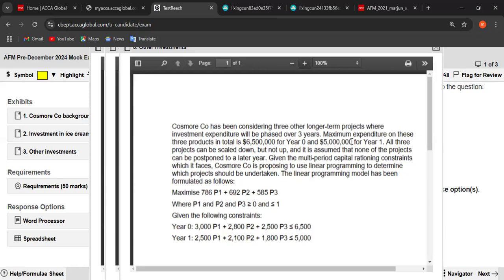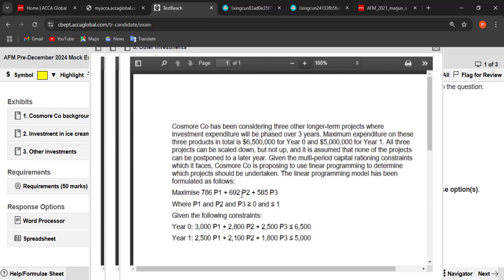So remember, multi-period capital rationing calculation is not a part of our course. Only the discussion can come. The single period capital rationing calculation is a part of our course. Okay.